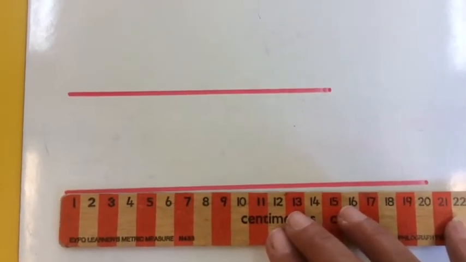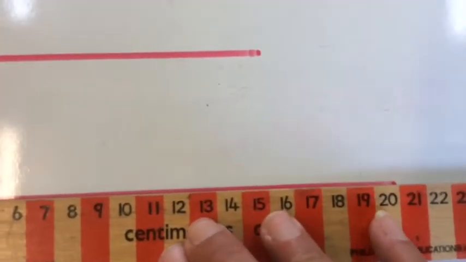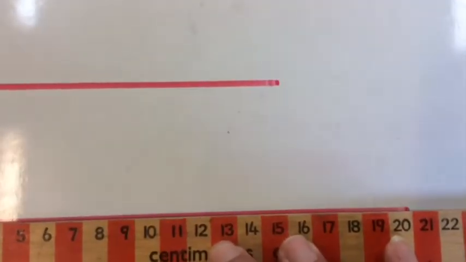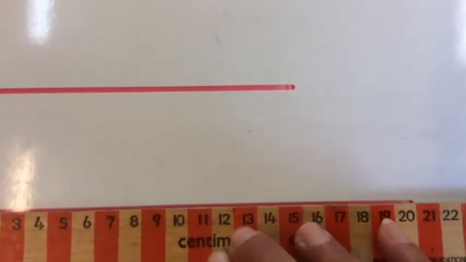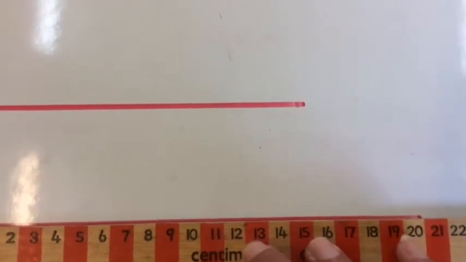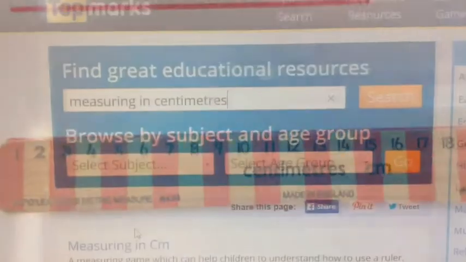So watch how I'd measure this one now. Right to the end of the ruler, right underneath. Which box number does it come to the end of? Box number 20. Don't look at the next box, it hasn't gone right to the end of box number 21. It's only gone to the end of box number 20. So it's 20 centimetres or 20 cm.